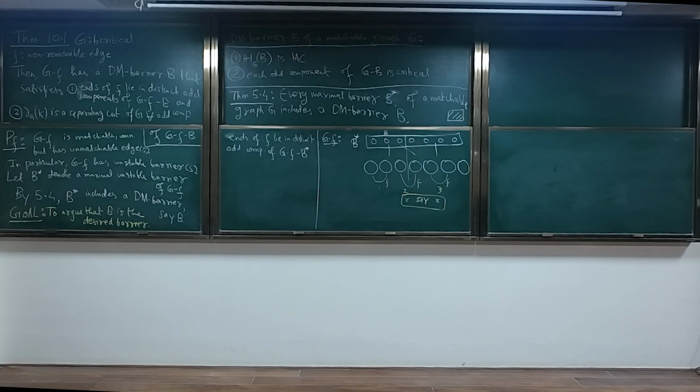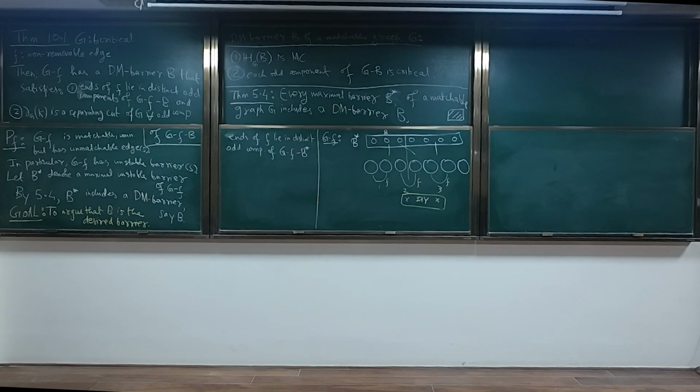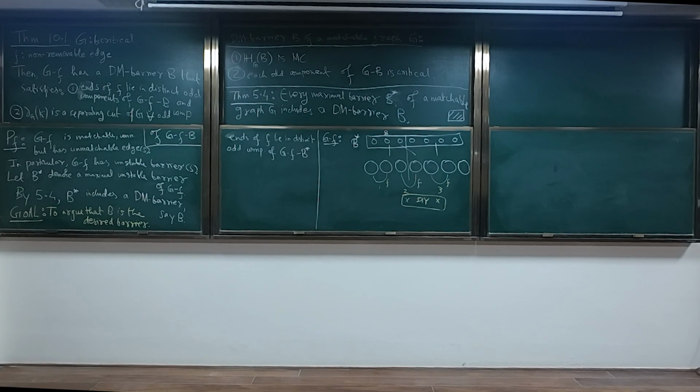Suppose B is trivial, because one is here and that is also a non-trivial barrier. Now if it is here, then if you consider B, this is a non-trivial case. Non-trivial cases are there.